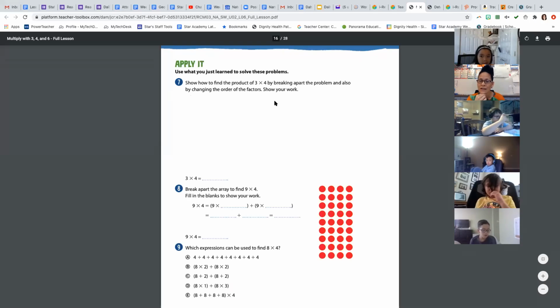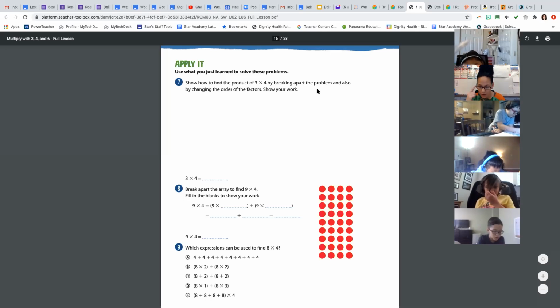All right, friends, I would like you to work on this problem right now. I'm going to give you a couple of minutes. Again, show how to find the product of 3 times 4 by breaking apart the problem. Remember, friends, our learning target: you are breaking up the 4 today. And also by changing the order of the factors.